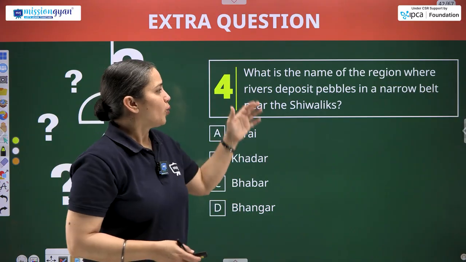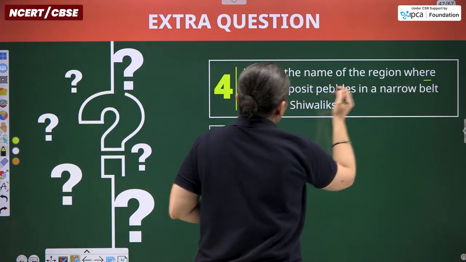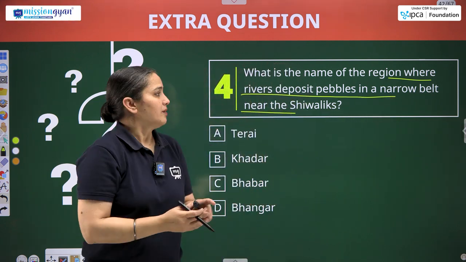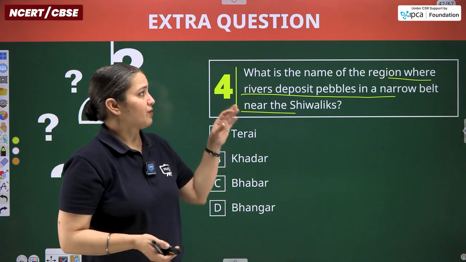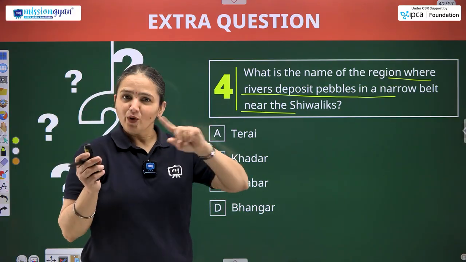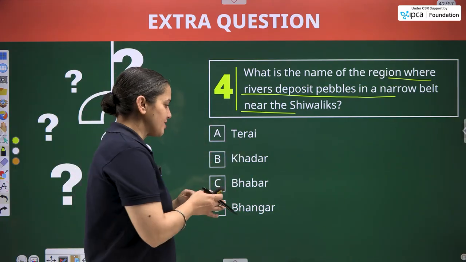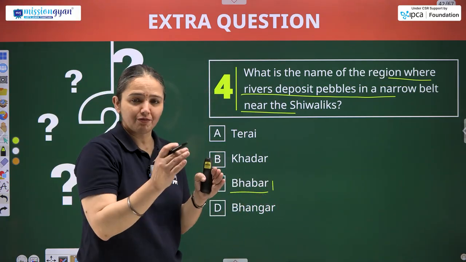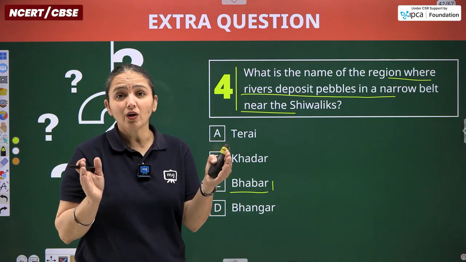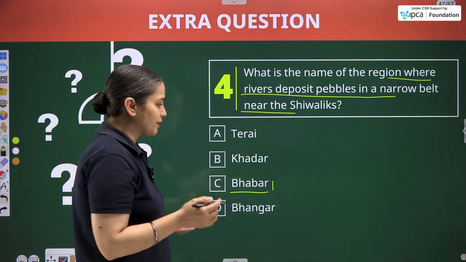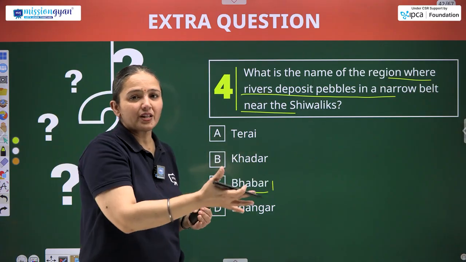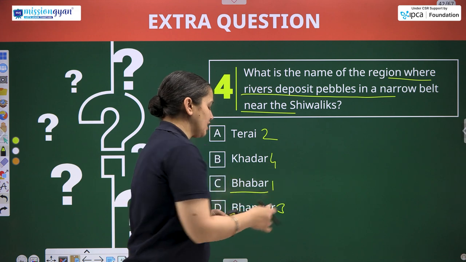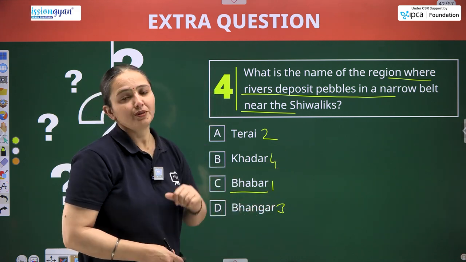Next question is, what is the name of the region where the river deposits pebbles in a narrow belt? So wherever the narrow belt or foothills of Shivaliks comes, and we are talking about the name of the region, we have already discussed this in the prior class. So the answer is Bhabar itself. They come first, from the foothills. If we have to give their chronological order, at number 1 the first formation that takes place is the Bhabar region, then comes the Terai, then comes Bhangar, then comes the Khadar. Old alluvium, new alluvium itself.